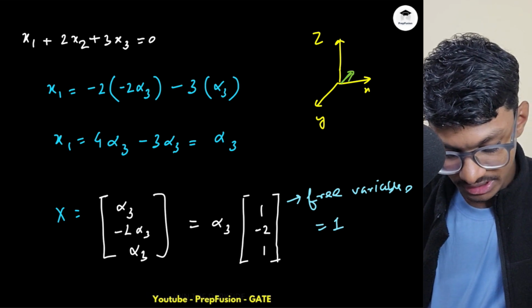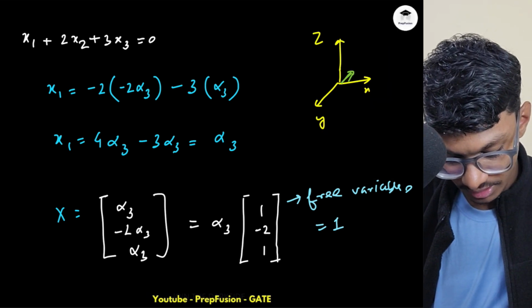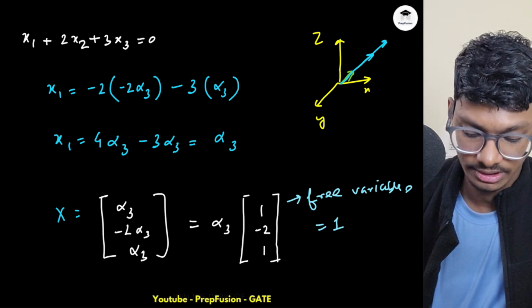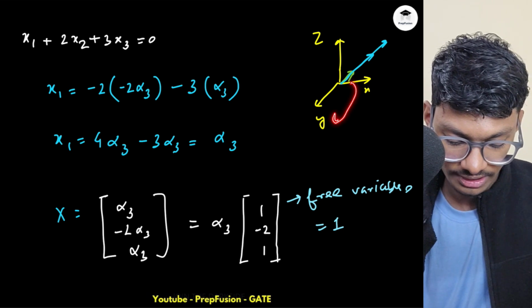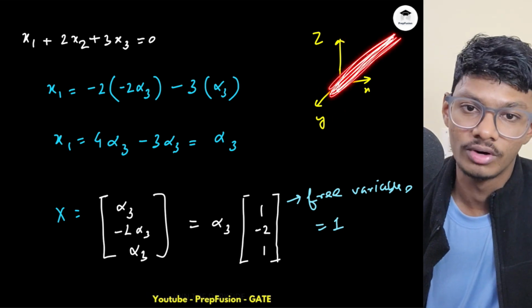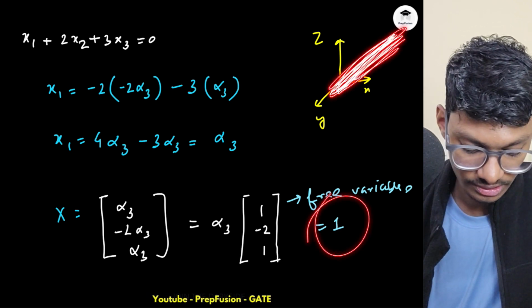So I'm able to only scale this vector along this direction. I will not be able to move it in this direction or in this direction, x, y, z. I'll only be able to move this in this one direction. That's why this is 1.